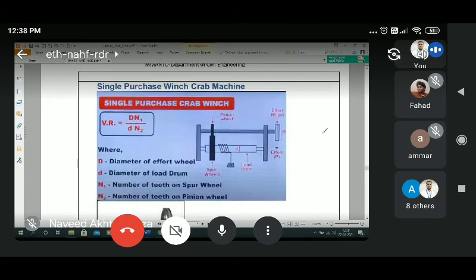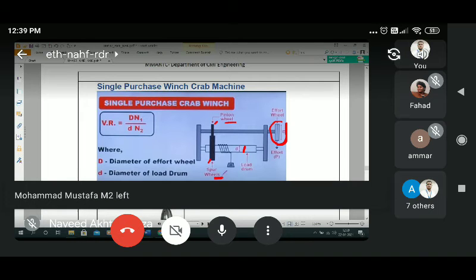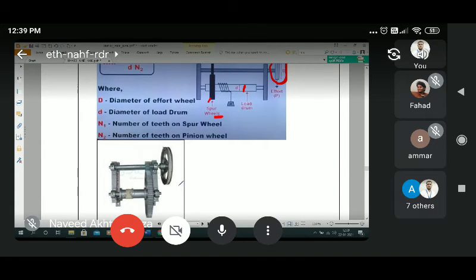Then we will come to the single purchase crab. In the single purchase crab, the attachment you can see here. There is a gear box. This one is the first gear, and this one is the second gear, and this is your effort wheel, whose diameter is D. The axle or load drum, you can say, has diameter small d, and then you can see the pinion wheel, and the spur wheel or main gear. Here the photograph is also there. This is the single purchase crab. It is visible to you.